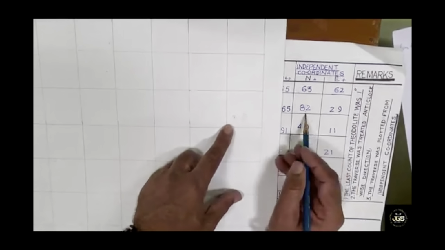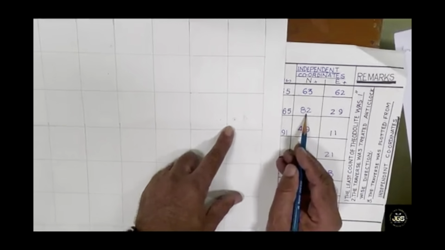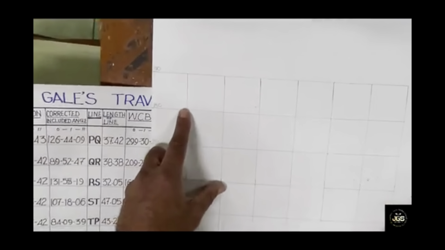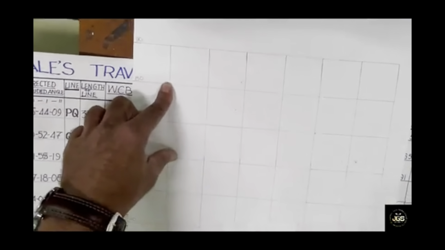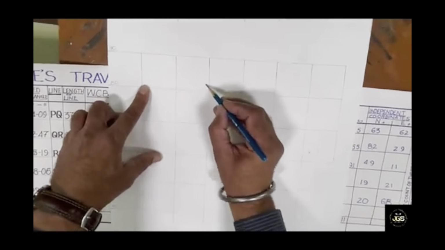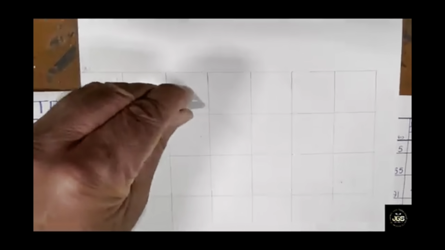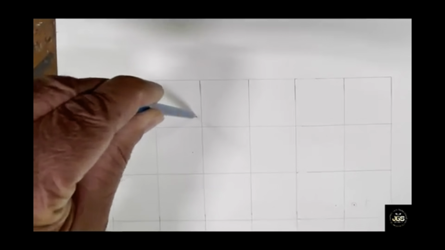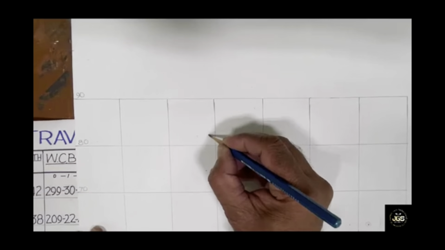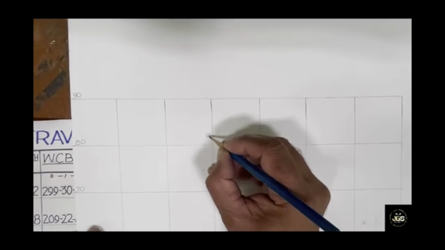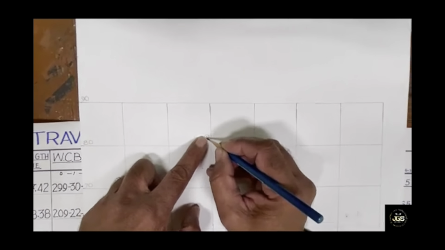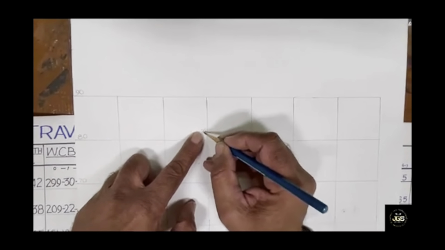Then the coordinates of point Q, 82 towards north. This is my 80, and the remaining is 2. From here, you can take over here. 80 means I will take the point over here. This is the 82 and 29, half over here. So this is my point, whose coordinates are 82 towards north and 29 towards east.